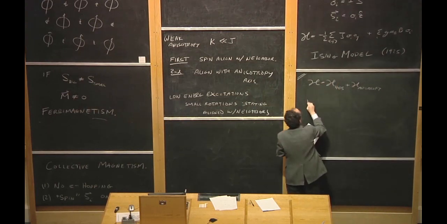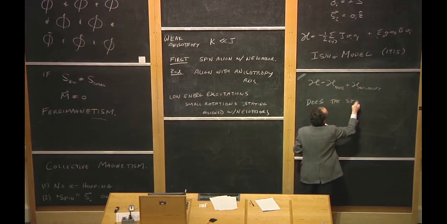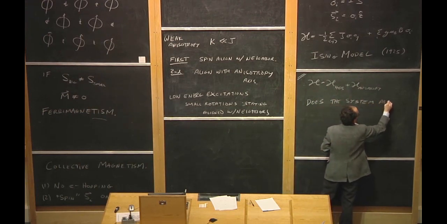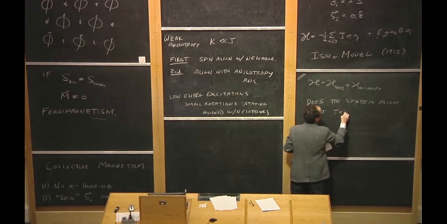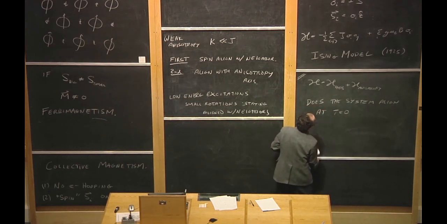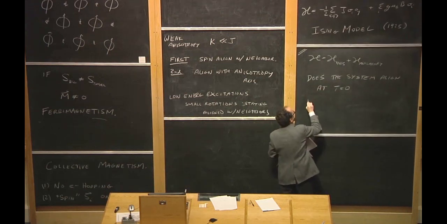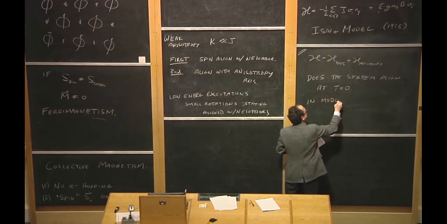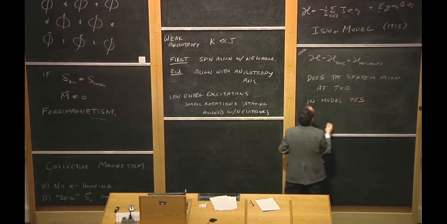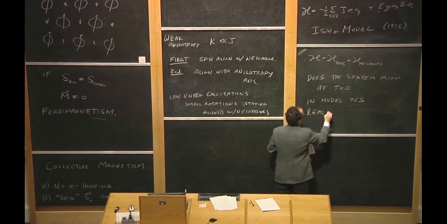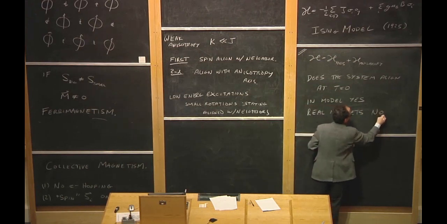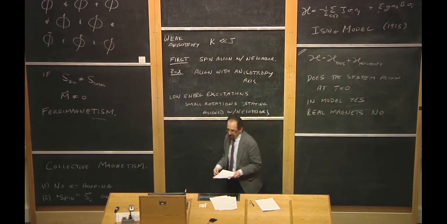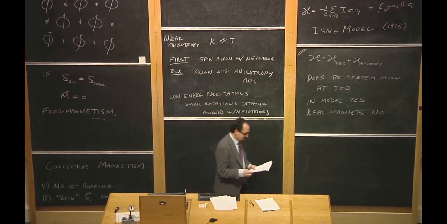Does the whole system align at T equals 0? In the model, the answer is yes. But in real magnets, no. In real magnets, not all the spins in the system actually do align with each other.